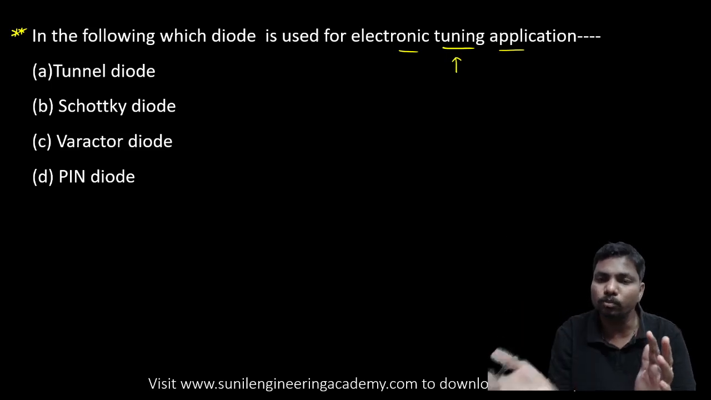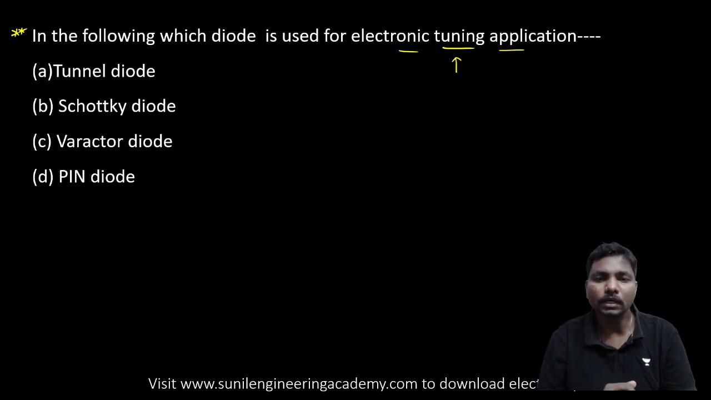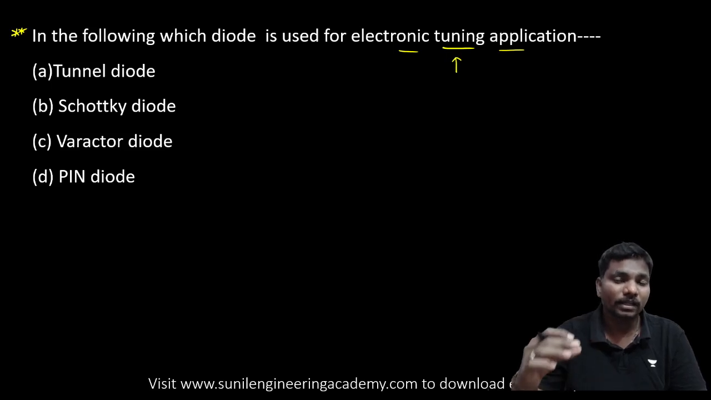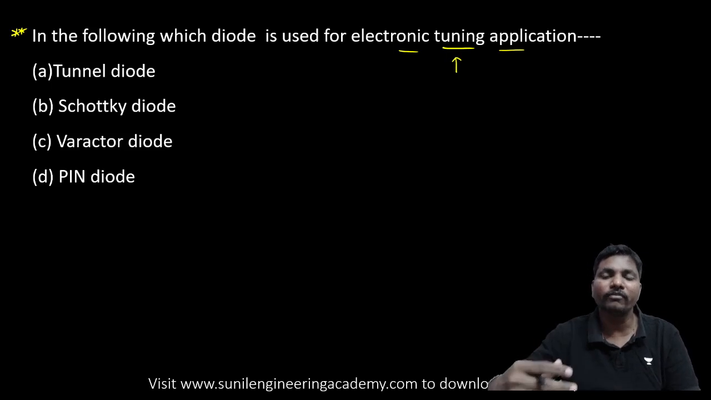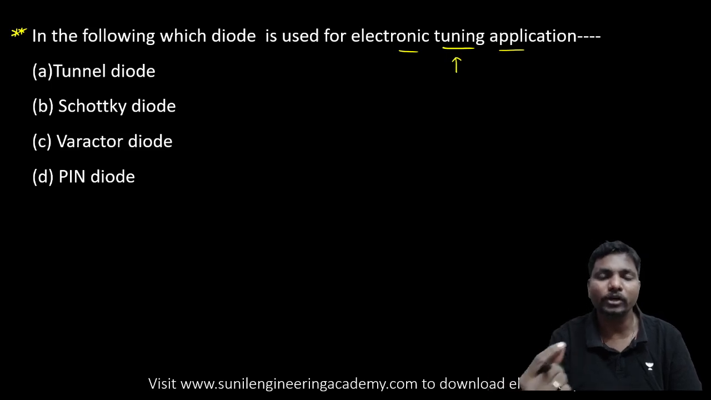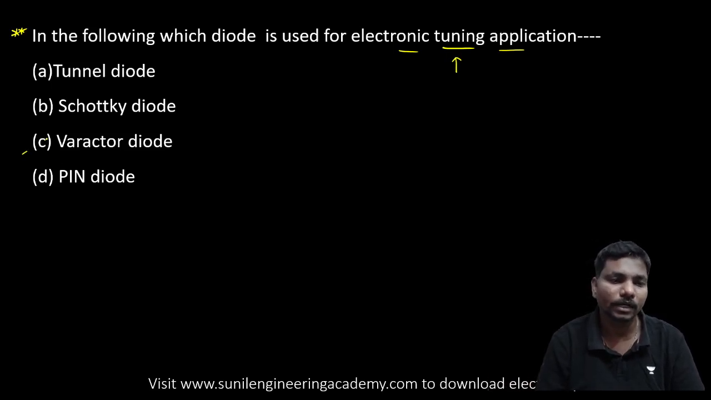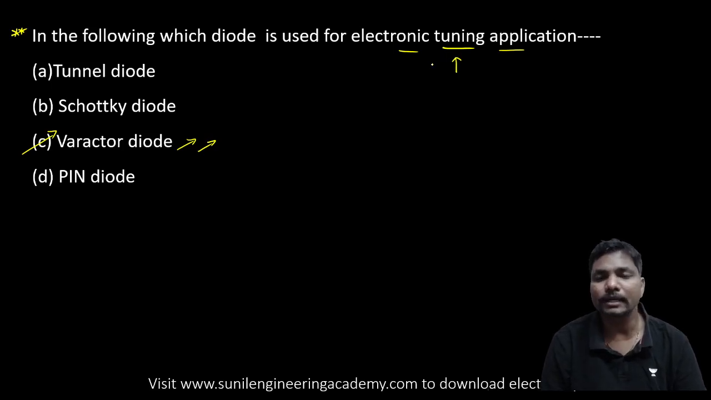Then you can tune both reactances now, both the reactances. So that means here, where is the diode in which we can vary the capacitance, in which we can vary the reactance? The diode is nothing but the varactor diode. Here only we have the capacitance quantity. So by using that variable capacitance, we can tune the circuit for our desired operation.